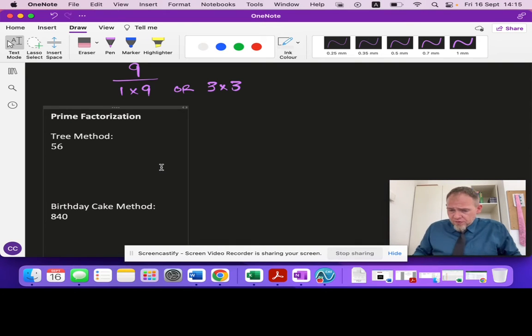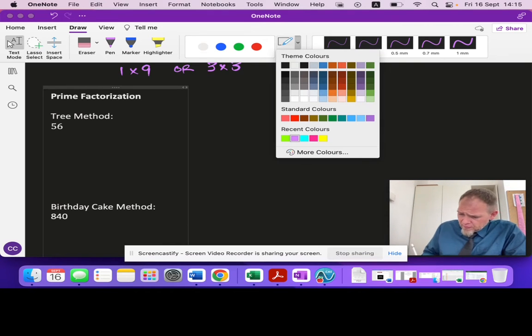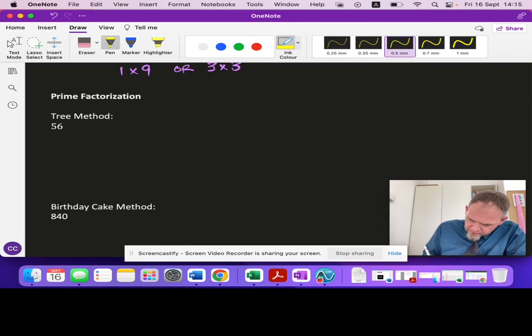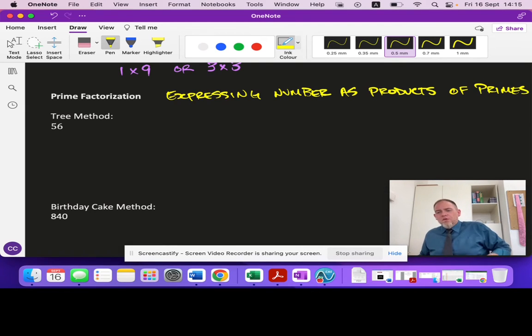So I want to start with an example here, looking at prime factorization. When we are talking about prime factorization, we're going to be expressing numbers as products of primes. So when we express numbers as products of primes, instead of 56, as you can see on the screen here, I'm going to write it as a multiplication problem.